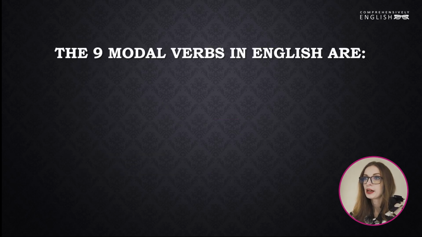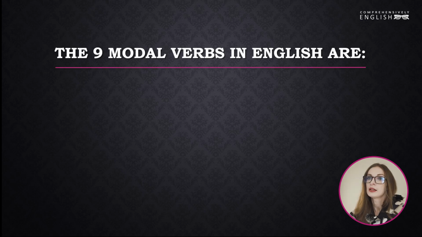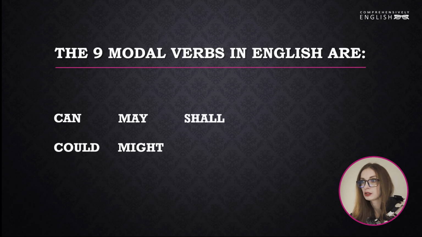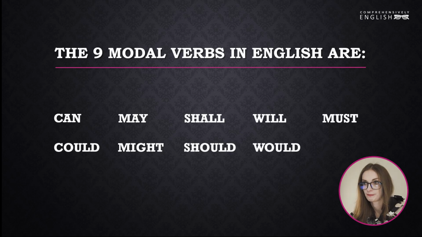Okay, the 9 modal verbs in English are can, could, may, might, shall, should, will, would, and must. If you expected to see something on this list and it is not here, that means that the verb is not considered to be a true modal verb. It might be a semi-modal. We'll talk about them later in the next video. Or this can be a modal phrase or an idiom, but not a modal verb. So we have 9 of them.